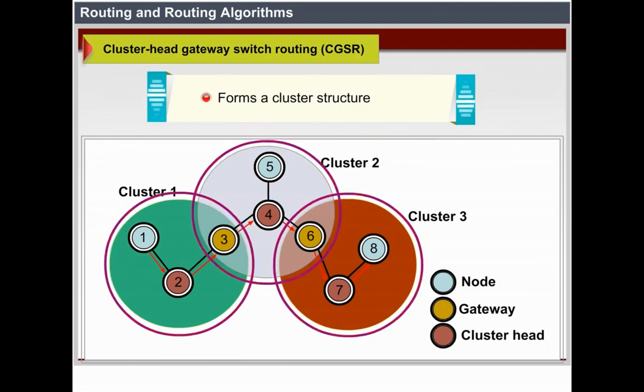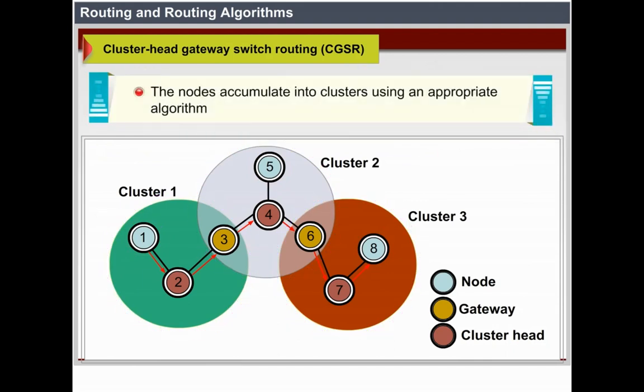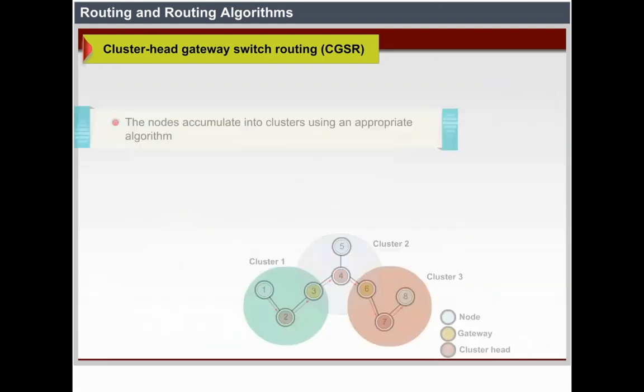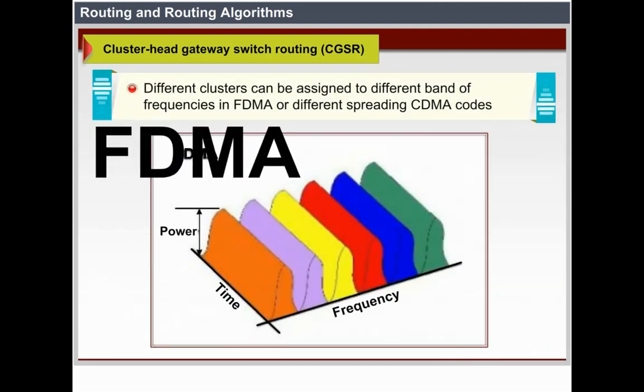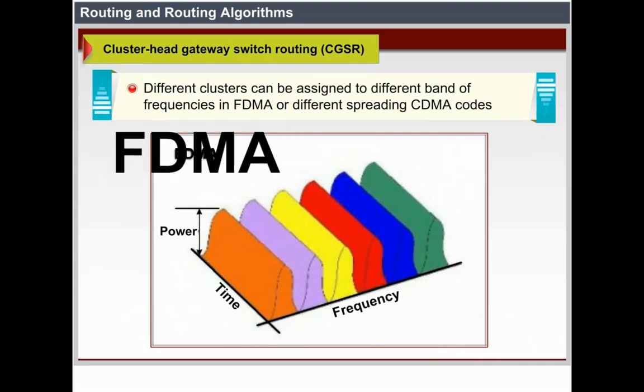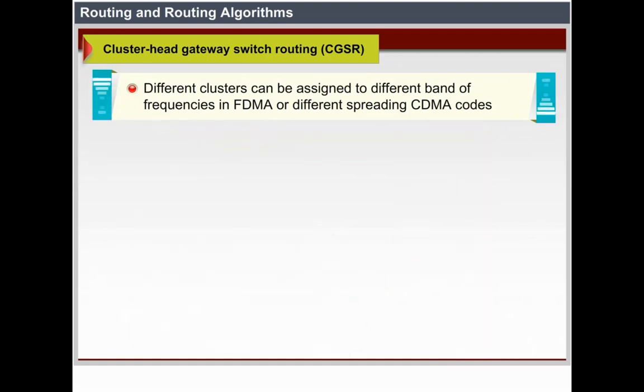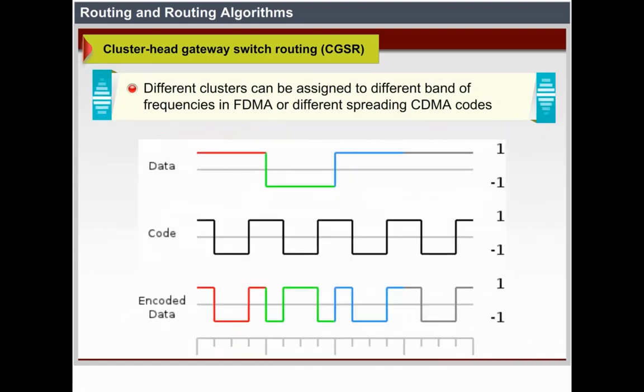Forms a cluster structure. The nodes aggregate into clusters using an appropriate algorithm. The different clusters can be assigned to different bands of frequencies in FDMA or different spreading CDMA codes.